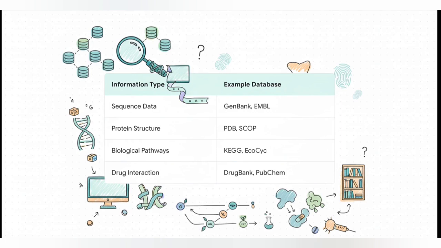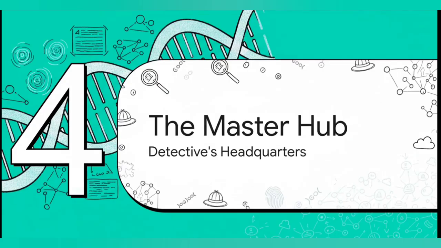And as you can probably guess, this database landscape is just huge. We've really only scratched the surface. There are specialized databases for pretty much everything you can think of: DNA sequences, protein structures, metabolic pathways, even how different drugs interact with specific molecules in the body. It's a whole world. Now, with all these different specialized places to look, you might be thinking it's impossible to keep all the evidence straight.